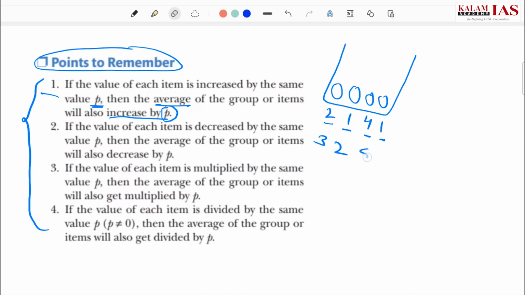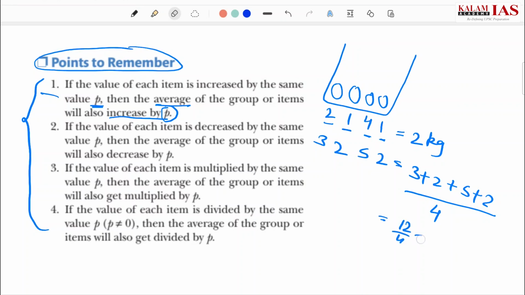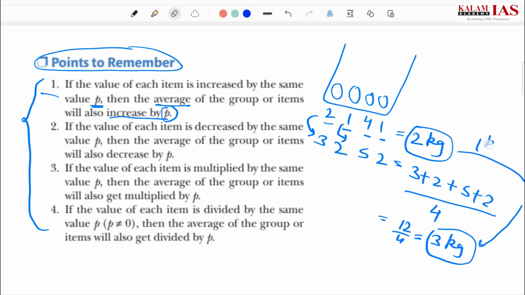Suppose we increase the value of each ball by 1 kg, the new values will be 3, 2, 5 and 2. The old average we saw was 2 kg, the new average we can calculate: 3 plus 2 plus 5 plus 2 by 4. It will be 12 by 4, that is 3. As you can see, we increased the weight of each ball by 1 kg, and the average weight also increased by 1 kg.